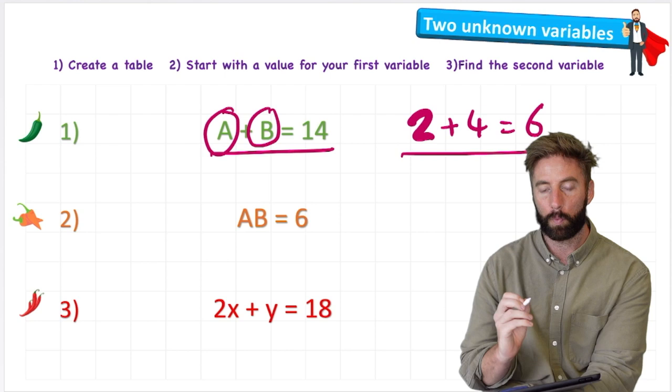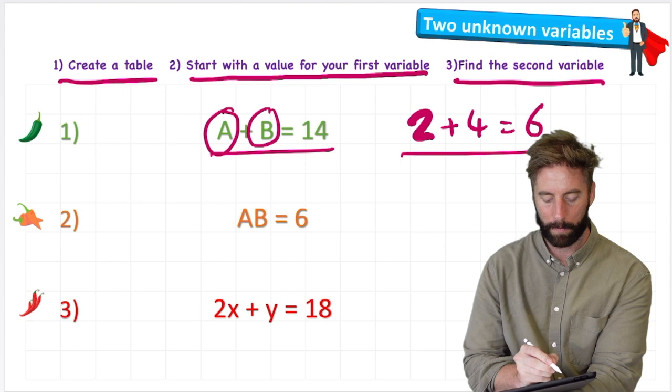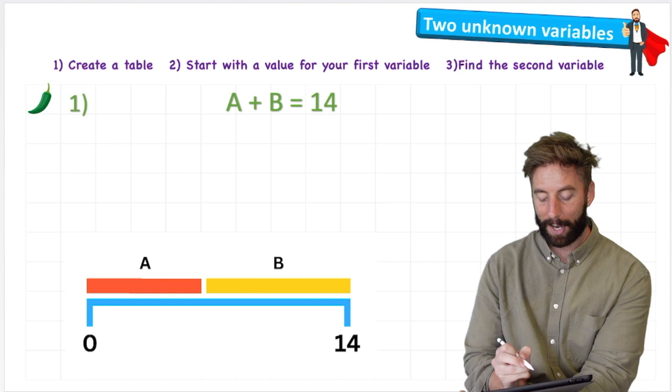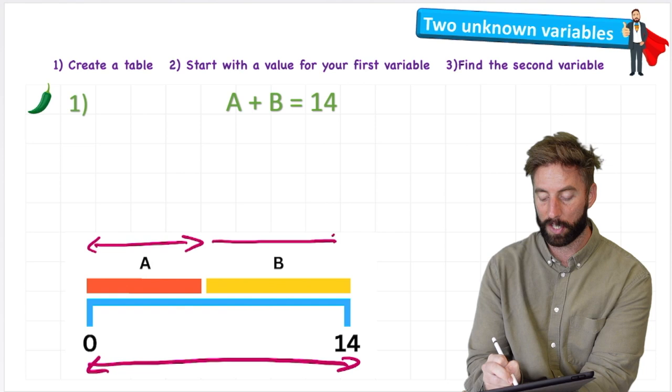First, we're going to create a table. Then we're going to start with a value for our first variable, and then we're going to use that to find the second variable. Let's see what I mean with question 1. So question 1 says A and B equals 14, and we can sort of think about it like this diagram down here. If we have the total length of 14, then what we're saying is A measures a part of 14, and B measures the other part. But together, they will equal 14.